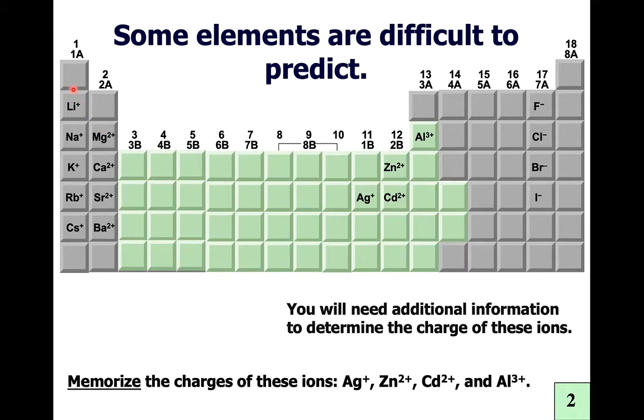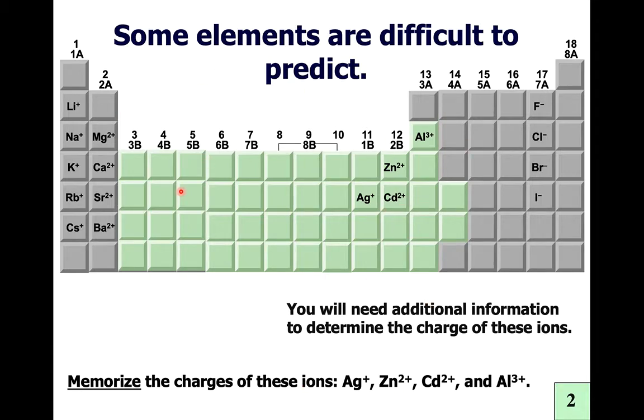For some of the columns of the periodic table, the first column always has a +1 charge. The second column always has a +2. The halogens over here always have a -1. And the elements that are here, you don't need to memorize this, but you need to have this, for example, marked on your periodic table. For these 4 elements, silver, zinc, cadmium, and aluminum, they always have the charges that are indicated here.